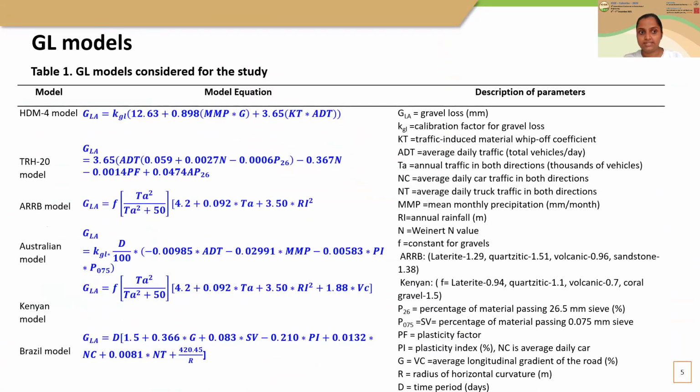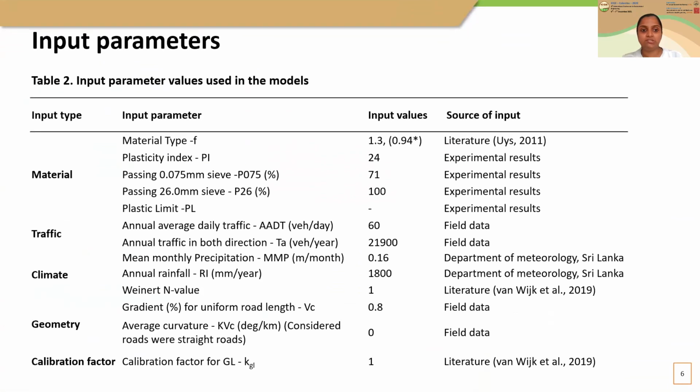These are the gravel loss models used for this study: the HDM4 model, TRH20 model, ARRB model, Australian model, Kenyan model, and Brazil model. These models have different input parameters. For comparison purposes, the same input values were used for each model. These input types are material parameters, traffic parameters, climate parameters, and geometry parameters, and some other models have calibration factors.